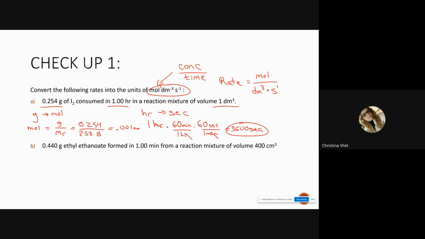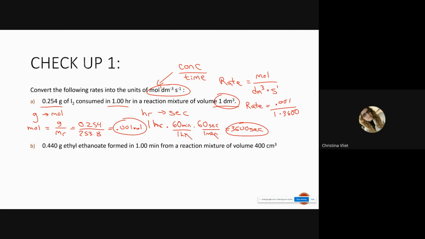Now I've got the seconds, the moles, and the dm cubed. So can I solve this? Yes. So rate equals, what number goes on the top for moles? 0.001. And then on the bottom, we've got 1 for dm cubed and 3,600 for seconds. Go ahead and solve it. It's literally just 0.001 divided by 3,600. It's gross. You see the number? Do it in your calculator.